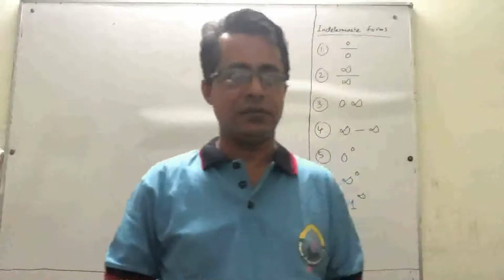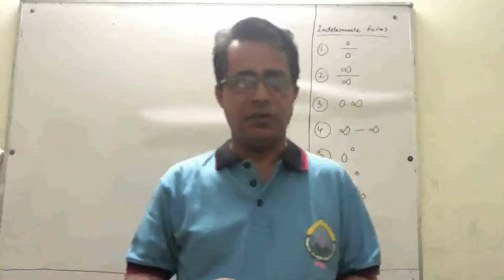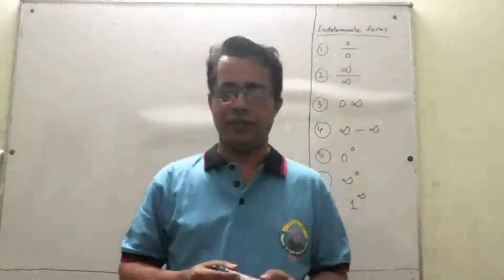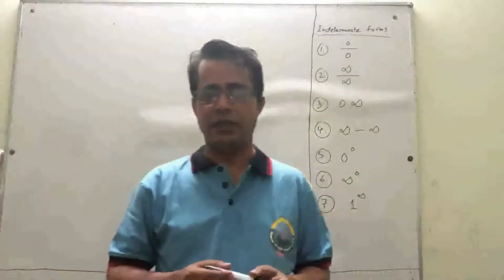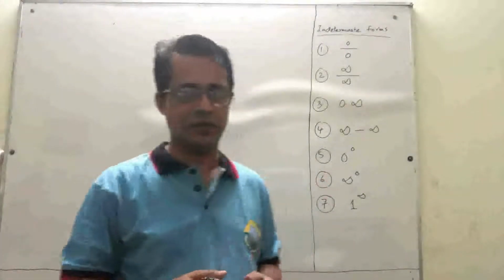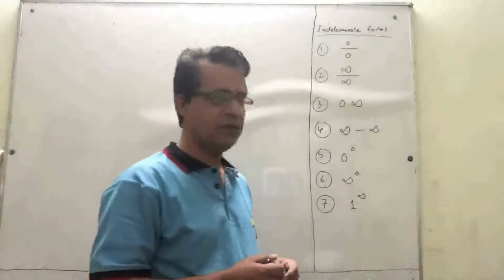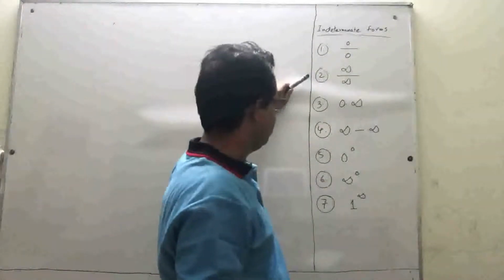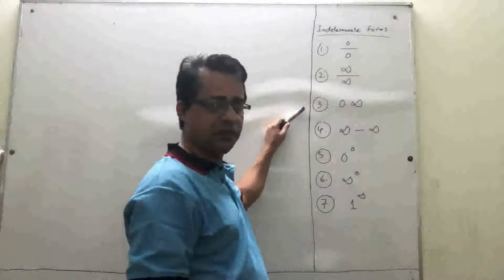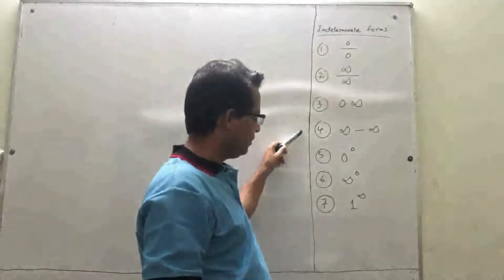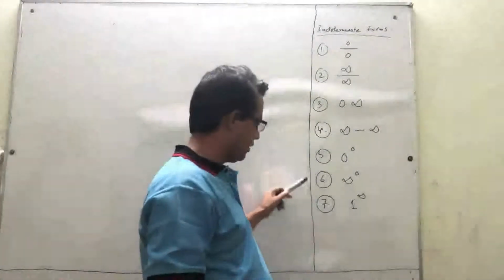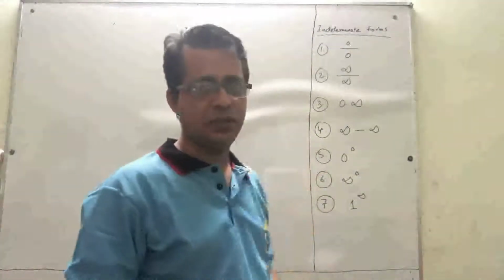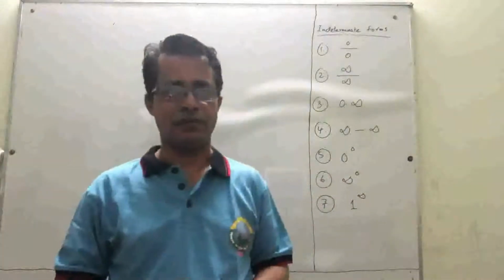In the last three sessions, we talked about some important indeterminate forms for calculating limiting value. And these indeterminate forms are 0 by 0, infinity by infinity, 0 into infinity, infinity minus infinity, 0 to the power 0, infinity power 0, 1 to the power infinity. All these terms are known as indeterminate form.